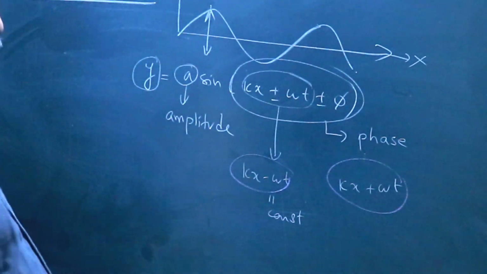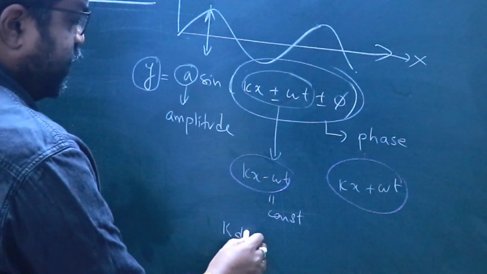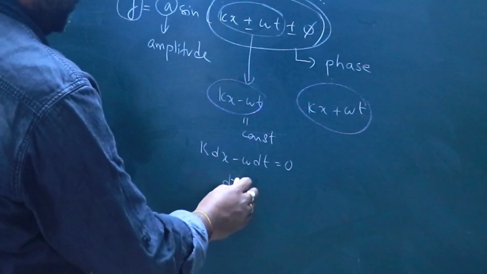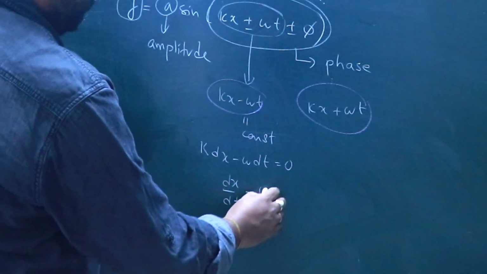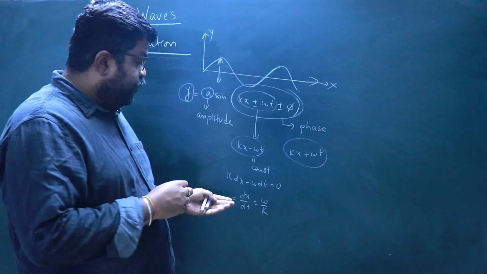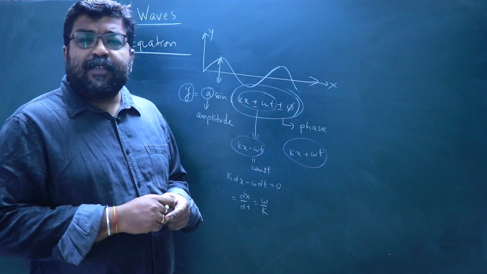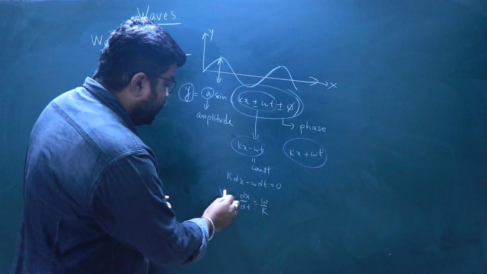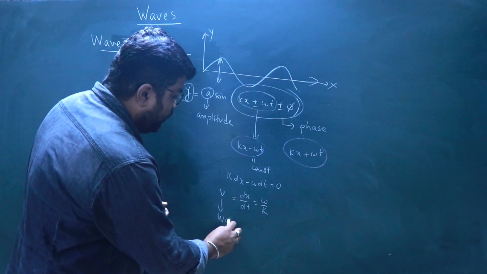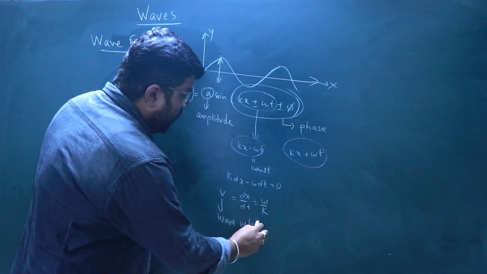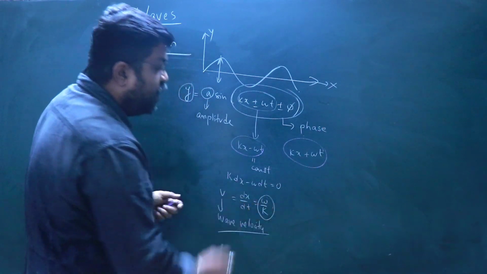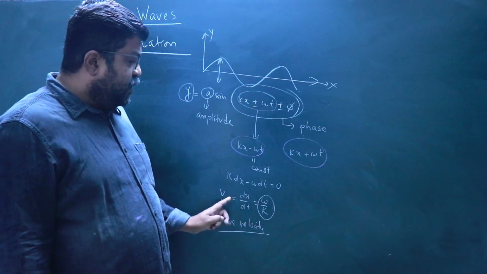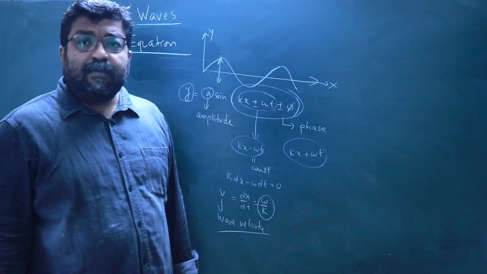Now if I differentiate this, I have k dx − ω dt = 0, or dx/dt = ω/k. This dx/dt represents the displacement of the wave per unit time. So what is it? It is the wave velocity v. So this ratio ω/k represents the wave velocity, v = ω/k, and this ω/k is a positive quantity.